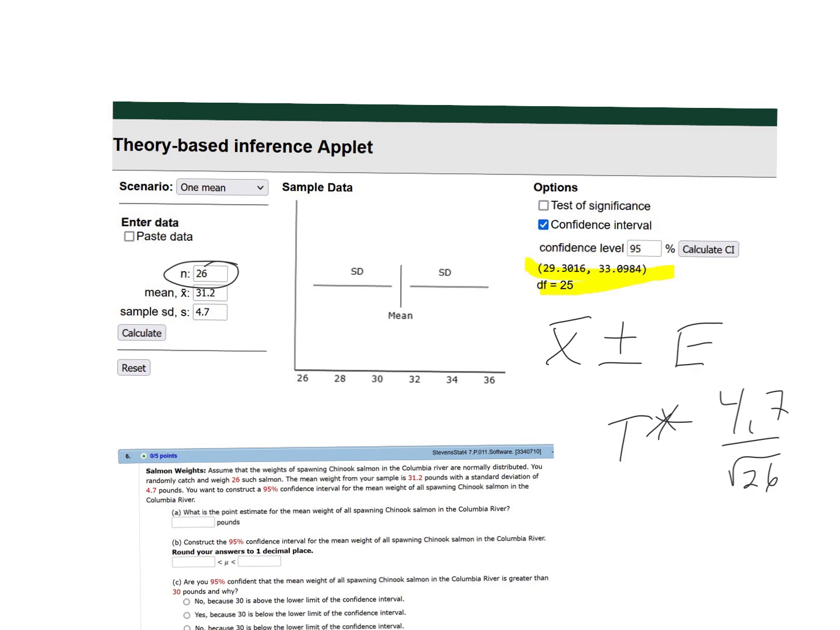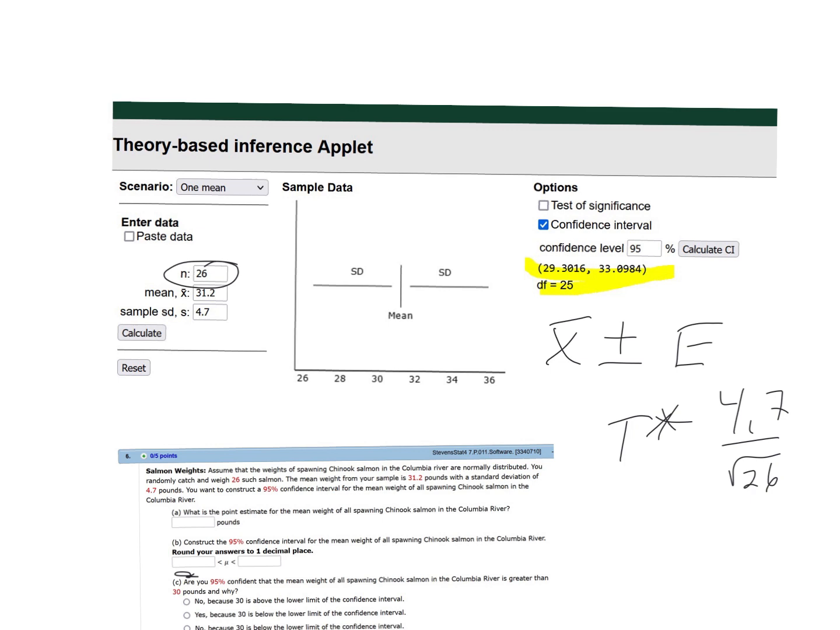So this is our confidence interval. Between 29.3, they want one decimal place, so 29.3 pounds to as high as 33.1 pounds. So are we 95% confident the mean weight of all Chinook salmon is greater than 30 pounds? Why or why not? We are not, because 30 pounds is inside our interval. If they had said 25 pounds, then we would be confident because that's below it. If they had said 35 pounds, we would have said no way. In fact, they're probably lower than 35 because 35 is outside our confidence interval.